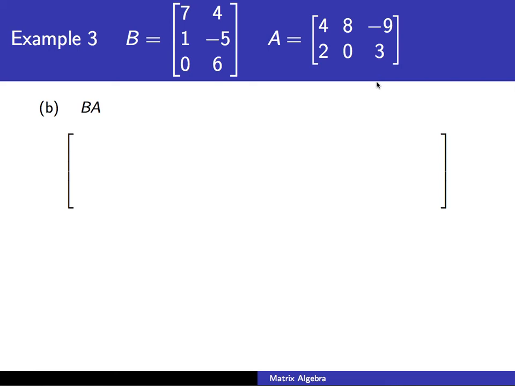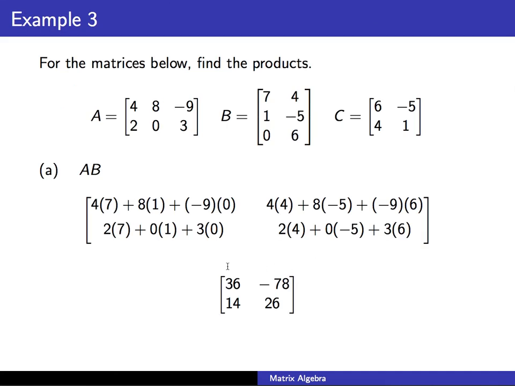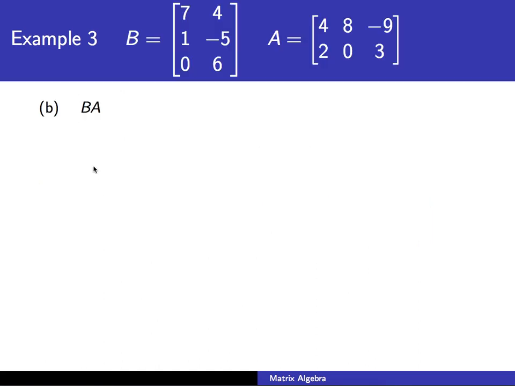Well, if it's 3 by 3, it's not going to be the same as the matrix we got for A times B. That one was only 2 by 2. So the order in which we multiply matrices actually does matter. In math, we say matrix multiplication is not commutative, because A times B doesn't necessarily give you the same answer as B times A.